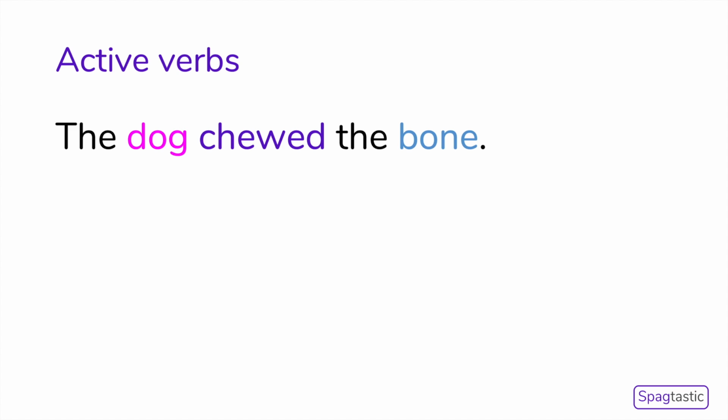In the sentence, the dog chewed the bone, this has an active verb. The subject of the sentence, or the thing that did the action, is the dog. The verb or action is chewed, and the object, the person or thing affected by the verb, is the bone. In this sentence, the subject, which is the dog, performs the action, and this is why it is an active sentence. This action affects the object, which is the bone.